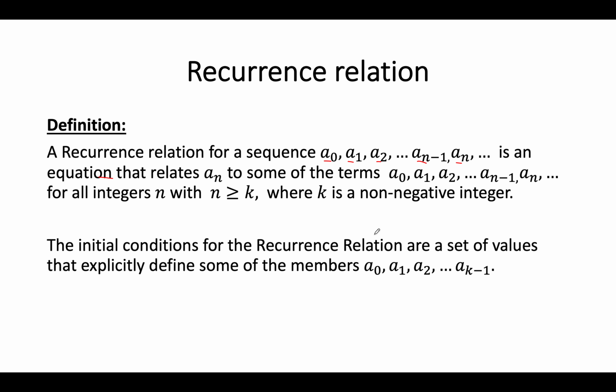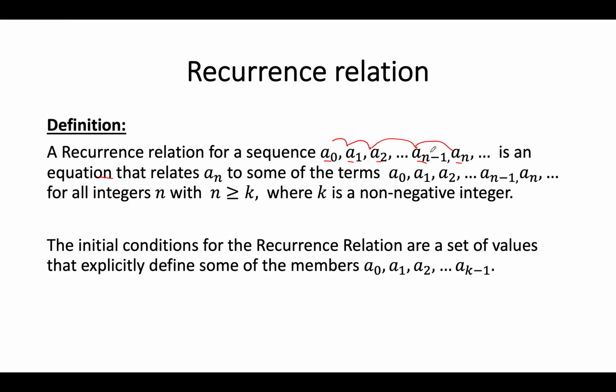Let's start with what we mean by a recurrence relation. Now let's suppose we got a sequence, and in this sequence we have term 0, term 1, term 2, until term n. Now the recurrence relation is the equation that relates those terms to each other. All right? So a recurrence relation is the equations that tell me the relation between those terms.